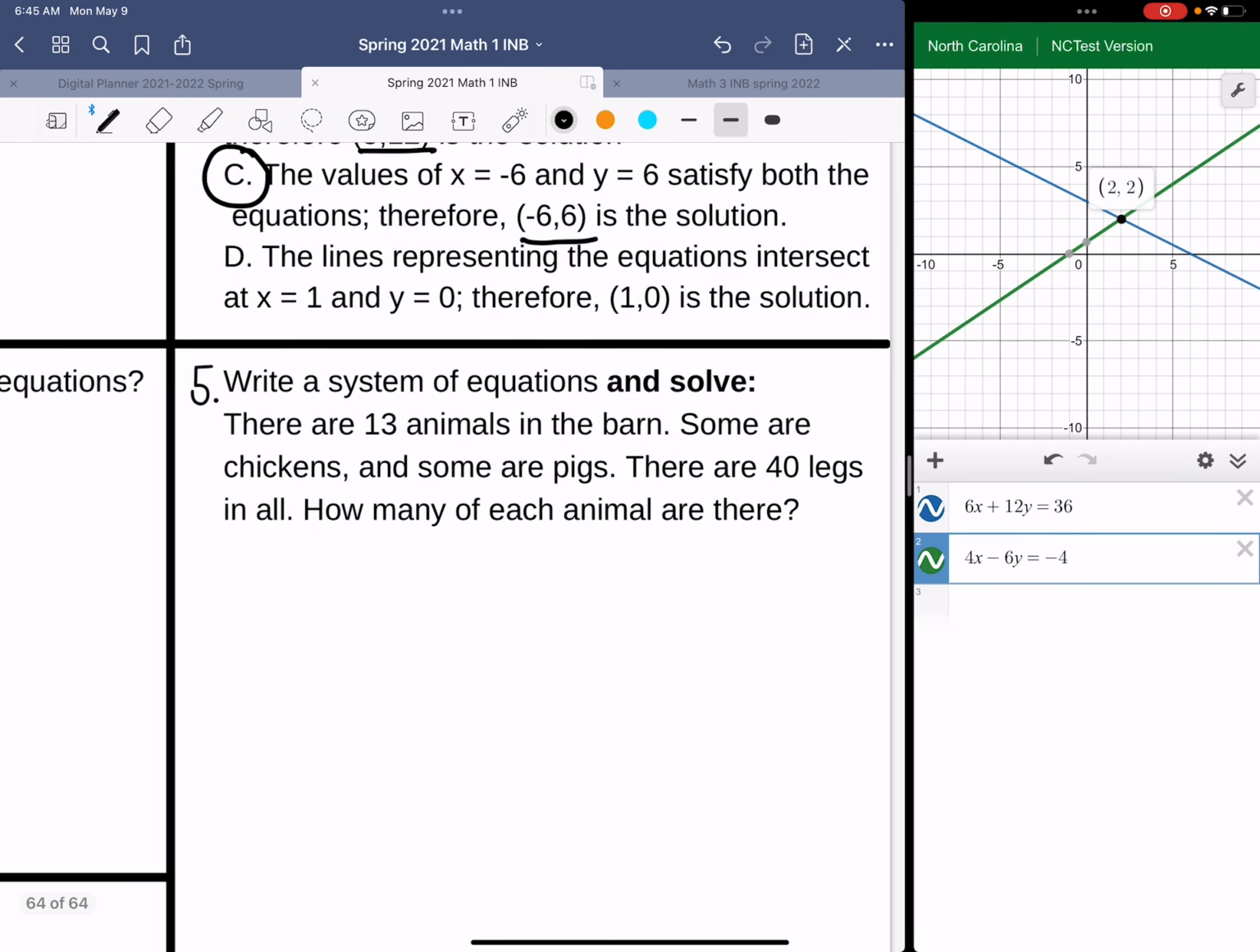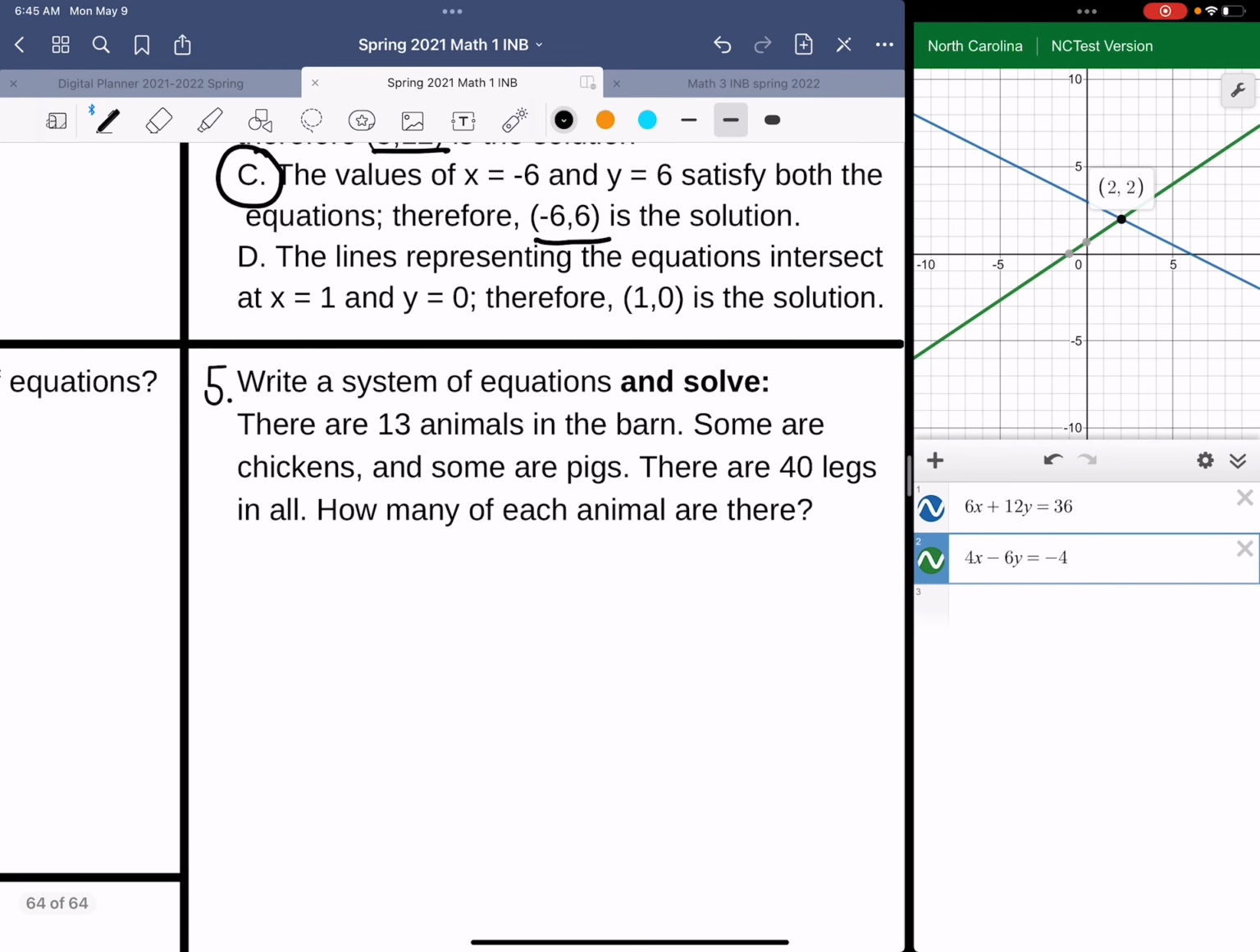All right, for number 5, again, we're going to write this time and we're actually going to solve. So it says in the problem that there are 13 animals in the barn. Some are chickens and some are pigs. So I'm going to just give chickens as x, pigs as y. Now, if there are 13 animals in the barn, we don't know how many chickens there are and we don't know how many pigs, but we know there's 13 total. So the number of chickens plus the number of pigs equals 13 total.